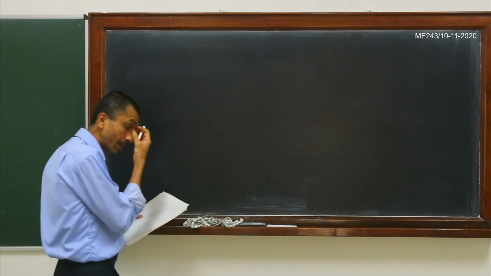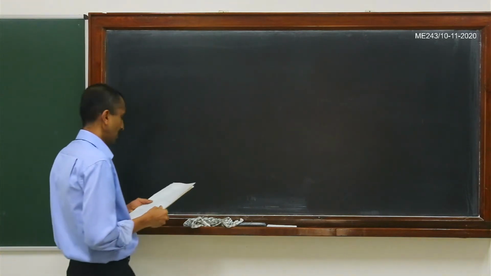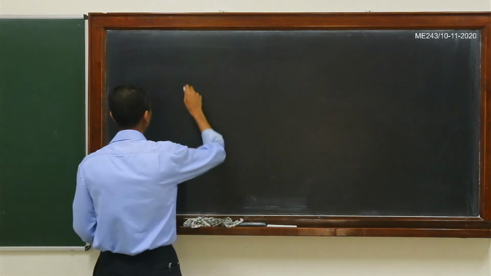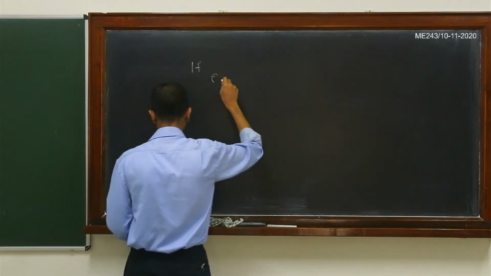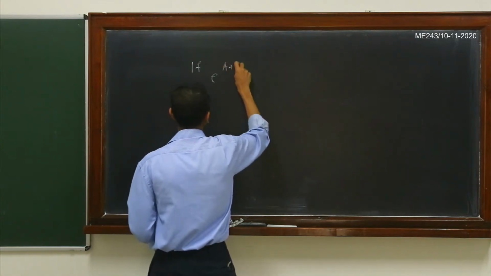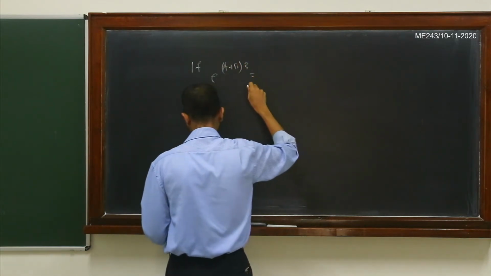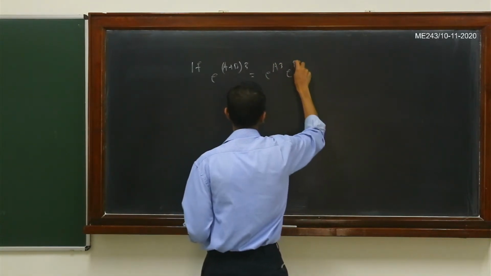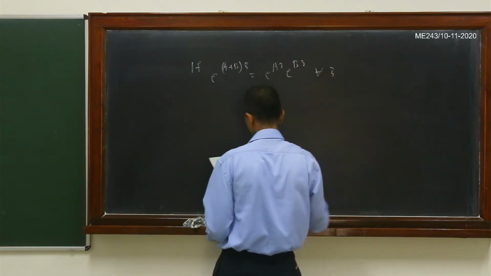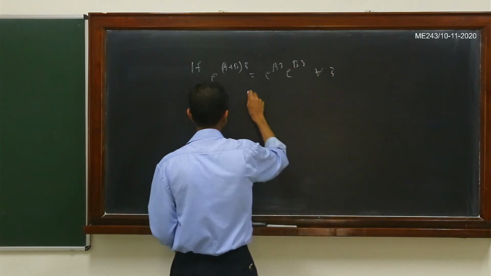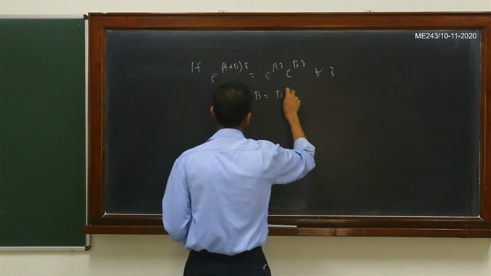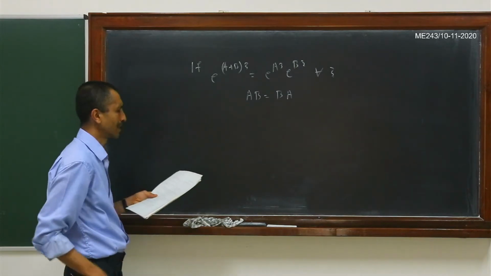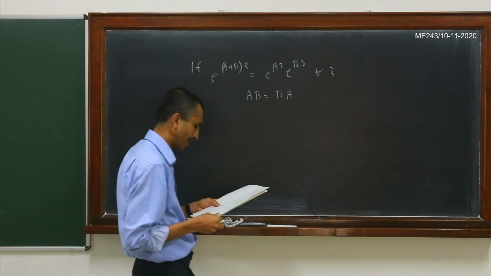So in the last class we were discussing the properties of the exponential of a tensor, and we saw that if e to the (A plus B) times xi is equal to e to the A xi e to the B xi for all xi, then we had that AB is equal to BA. I am suppressing that argument t because that is not really required. We just need this argument of xi in this particular result.